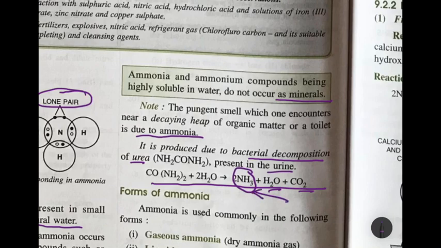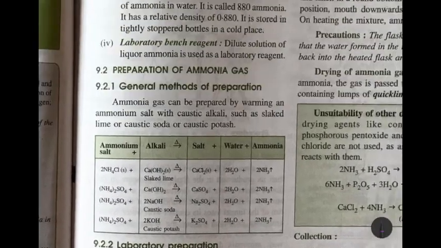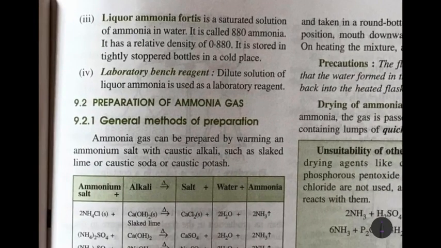Now there are different forms of ammonia. In the gaseous state it is dry ammonia gas, and when the dry ammonia gas is liquefied, turned into a liquid by applying high pressure, then it is known as liquid ammonia. And when ammonia is dissolved in water and turns into a saturated solution where no more ammonia can dissolve, then it is known as liquor ammonia fortis. It is also known as 880 ammonia.